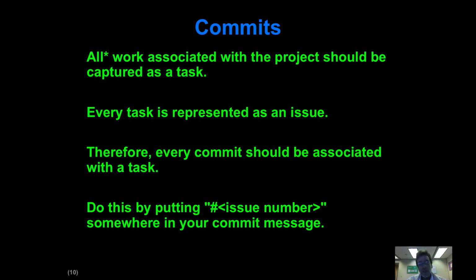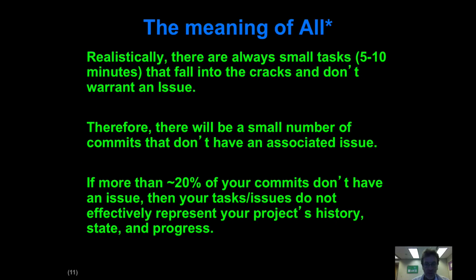All work associated with a project should be captured as a task. I say all with an asterisk because that's a nice thing to strive for, but it won't be true in practice. You do want all of your tasks to be represented as issues. The task grain size is about 3 days worth of work. And in general, you want to associate in your commit message the issue or task the changes in that commit are associated with, and you do that in GitHub by having a hashtag with the issue number.